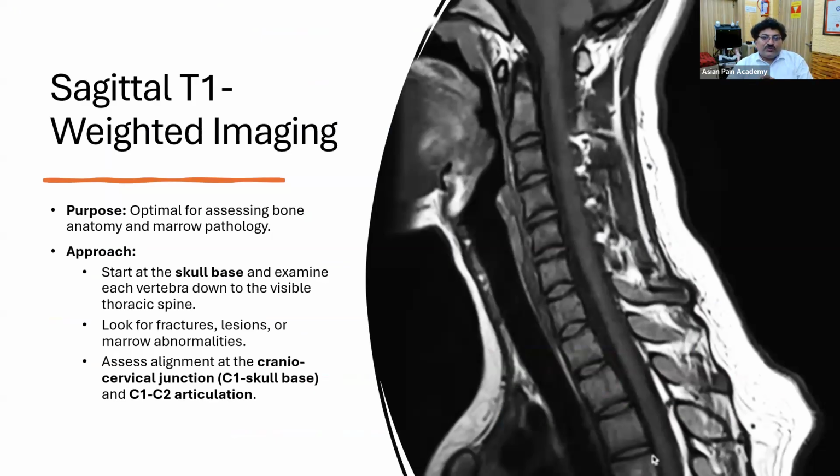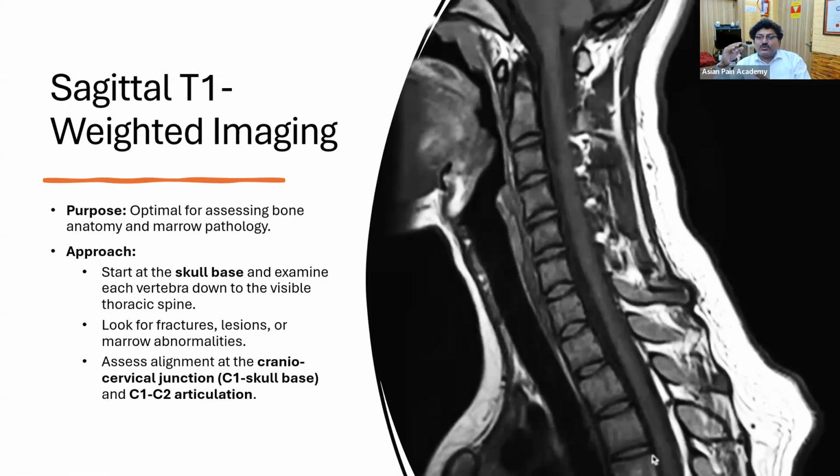Okay, so T1 weighted imaging is optimal for assessing the bone anatomy and marrow pathology. So start from the skull base, and try to examine the vertebrae from here. Here you can see the dens of C2, and here you can see the C1 as well. So the structures are much more clear.